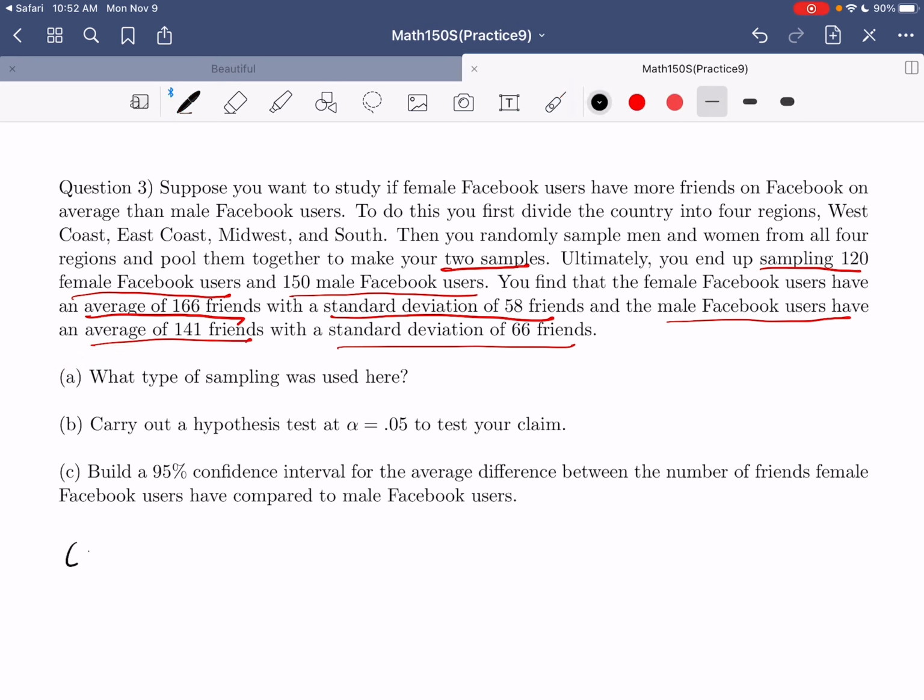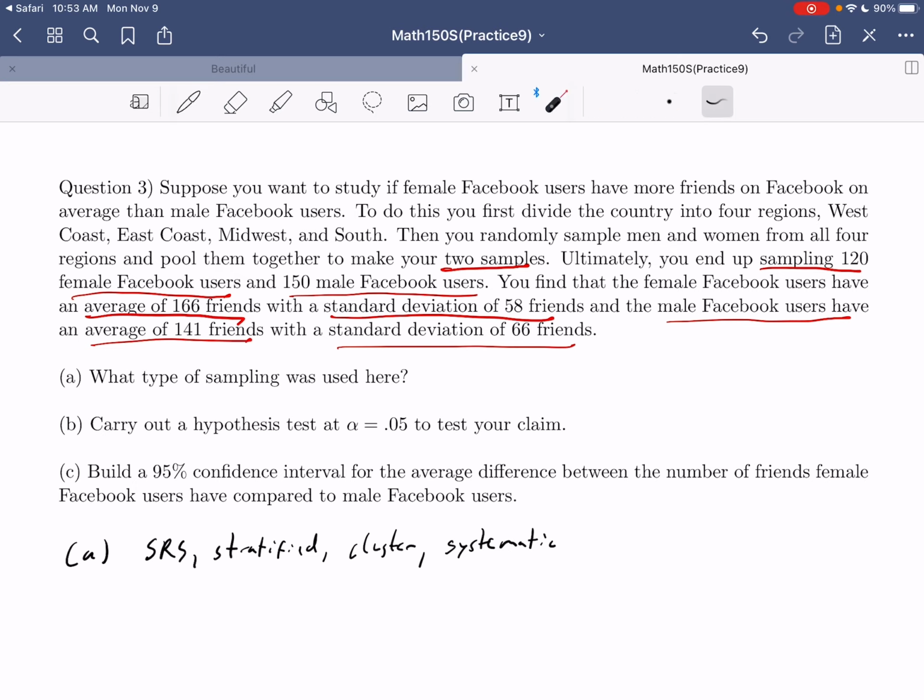So there we go. Before we start talking about the procedure, let's just figure out the type of sampling. So again, type of sampling could be SRS, stratified, cluster, systematic. Again, systematic, we saw what that looked like in the first question. It says like every 5th, every 10th, every 15th. That isn't mentioned here, so we know it's not going to be systematic.